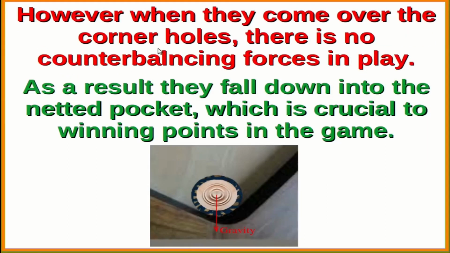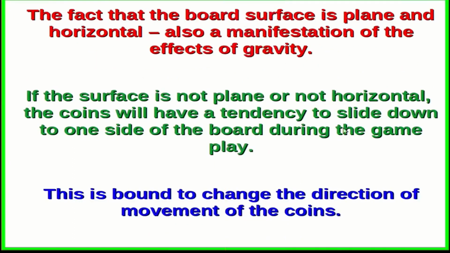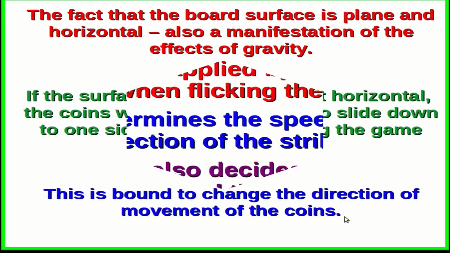However, when they come over the corner holes, there is no counterbalancing force in play. Only the gravitational force acts on the coin, and therefore it will fall down into the netted pocket, which is crucial to winning points in the game. The fact that the board surface is plane and horizontal is also a manifestation of the effects of gravity. For example, if the surface is not plane or horizontal, the coins will have a tendency to slide down to one side of the board during the gameplay. And this is bound to change the direction of movement of the coins, obviously.